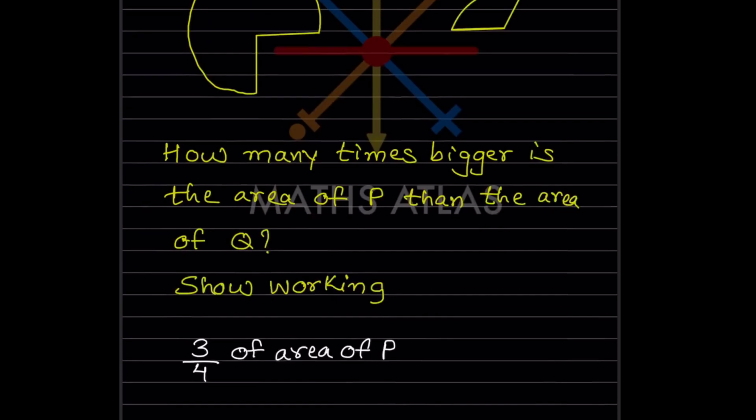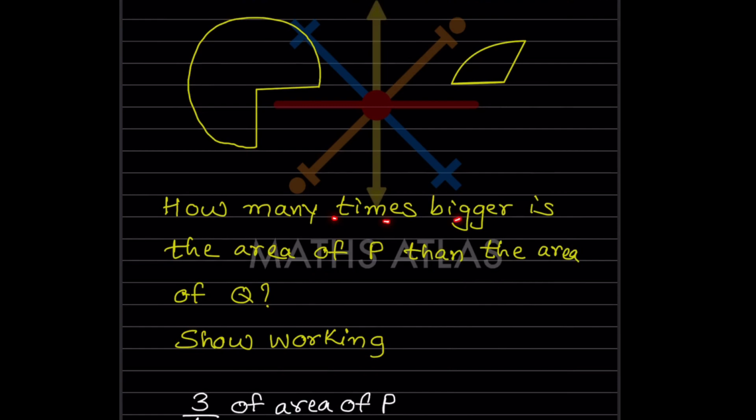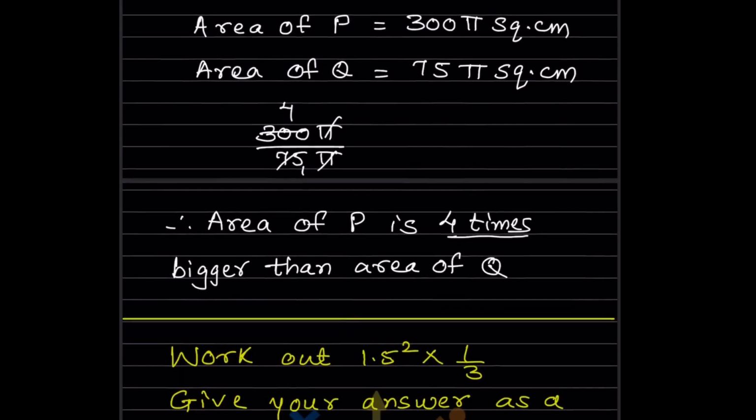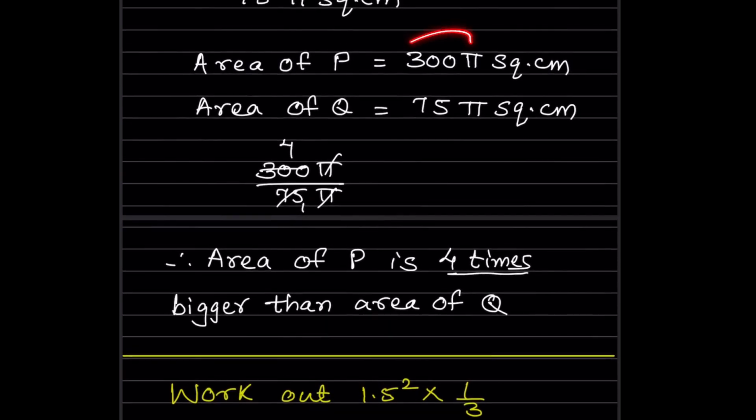Now, they asked how many times bigger is the area of P than the area of Q. So we are going to divide these two. When we divide, pi and pi get cancelled. 75 ones are 75 and 75 fours are 300. That means the area of P is 4 times bigger than the area of Q.